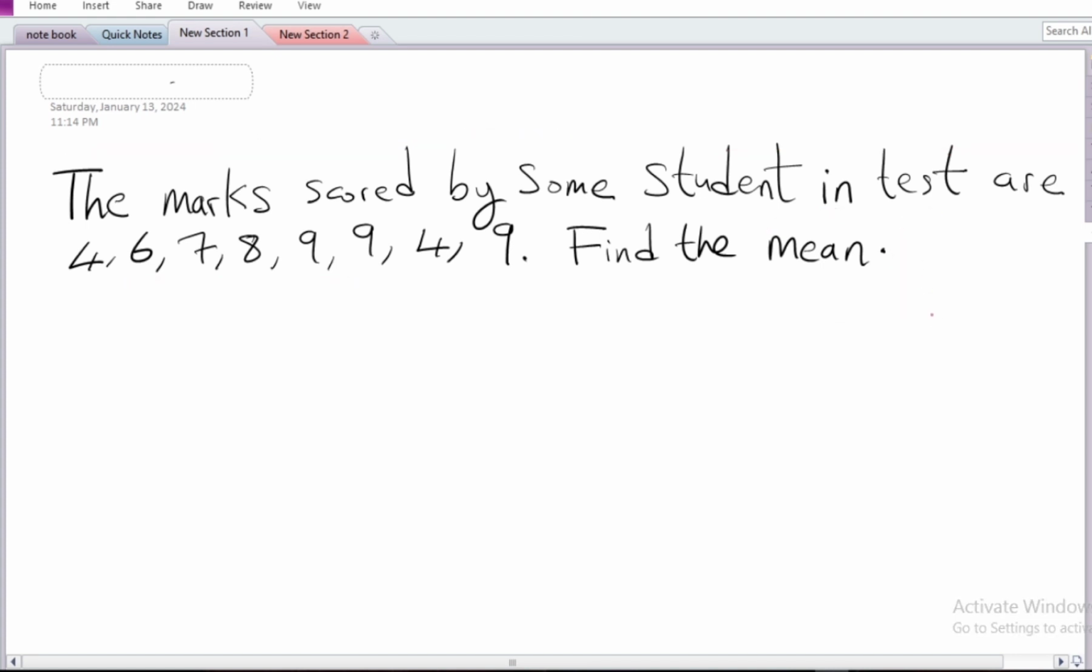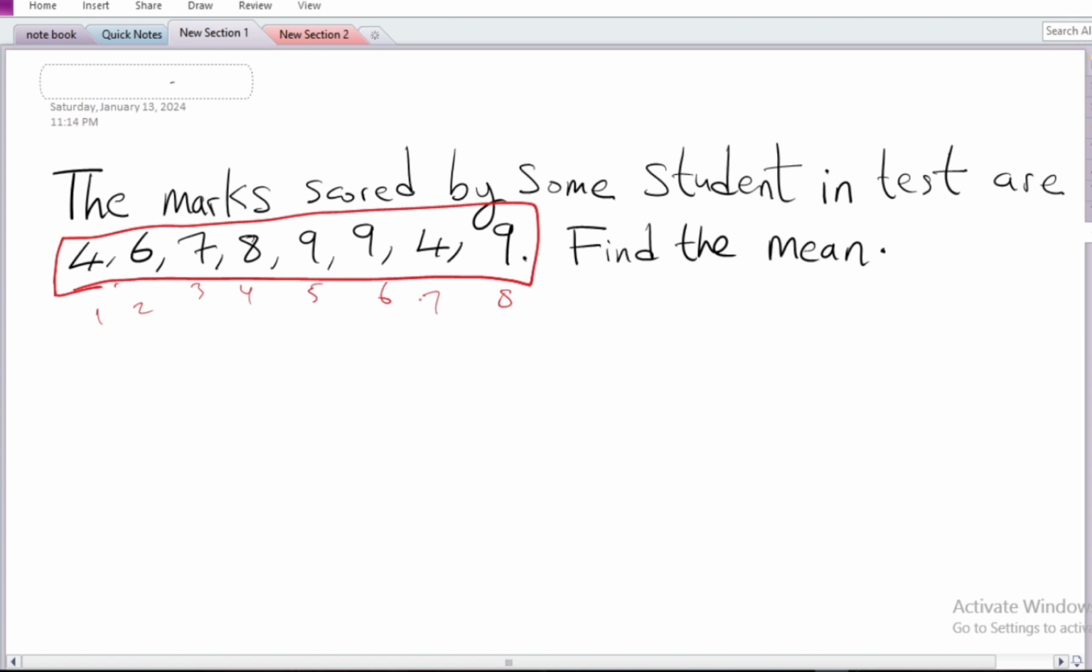Now the mean question is very simple to go about. Basically what we're doing is just adding all of these numbers that we have here, and dividing by the total number of digits we have here. What I mean by digits is how many of these do we have here? This is 1, 2, 3, 4, 5, 6, 7, 8. So I'll show you. Let's go straight to the solution.